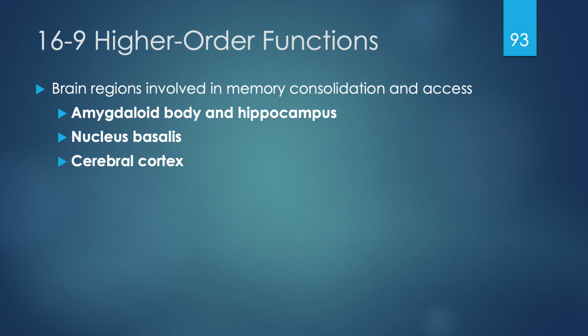Taking a memory from a short-term memory and consolidating it into a long-term memory is going to require several different parts of our brain. The amygdaloid body and hippocampus, which are both parts of our limbic system, are involved, as well as the nucleus basalis and the cerebral cortex. We'll discuss those more in the subsequent slides.